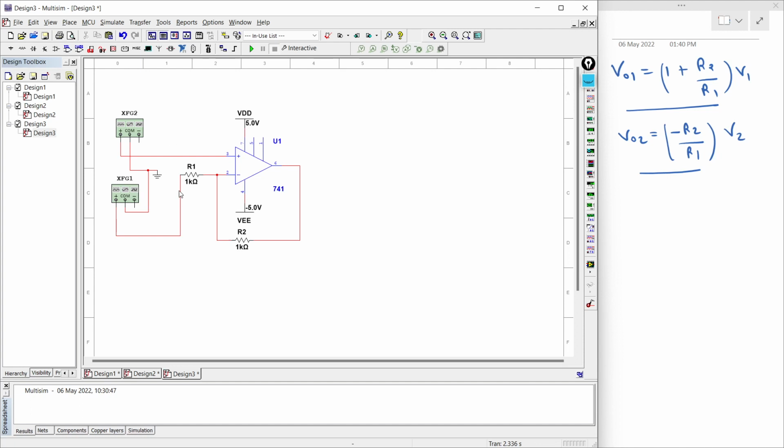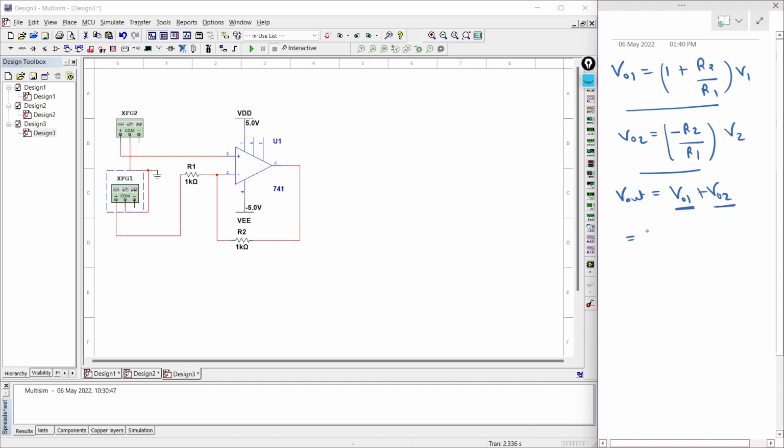Now here on both the terminals we have given the input signals, and in that case if we want to get the output voltage equation, we get it in this manner: the output because of signal number 1 and the output because of signal number 2. So if we combine both the previous equations, we'll get this. So this is the equation of output.